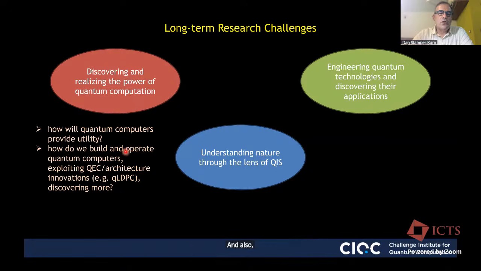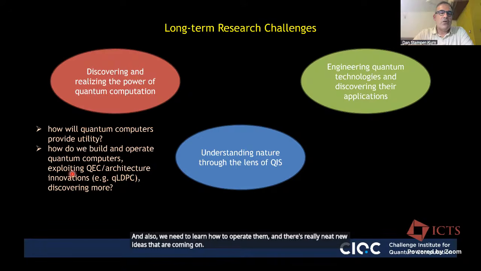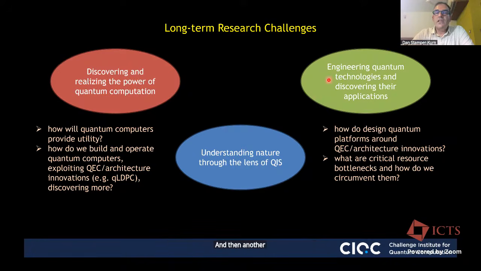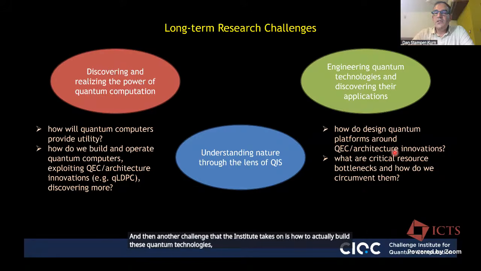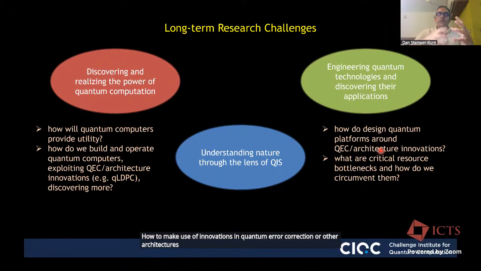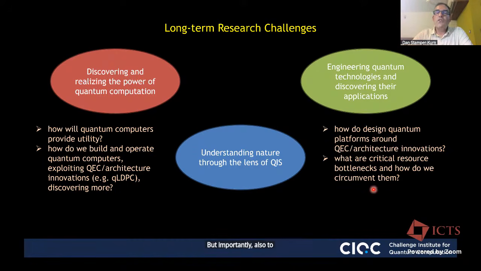And also we need to learn how to operate them. There are really neat new ideas coming out on how to efficiently use the resources in a quantum computer to enable computations with really high fidelity. And then another challenge that the Institute takes on is how to actually build these quantum technologies, how to make use of innovations in quantum error correction or other architectures in order to build your computer smartly. But importantly, also to identify what are the critical resource bottlenecks that are coming up.